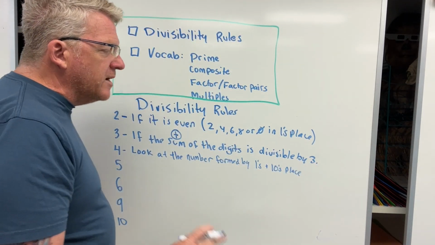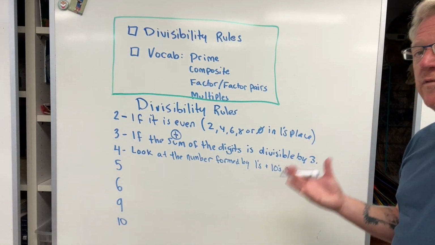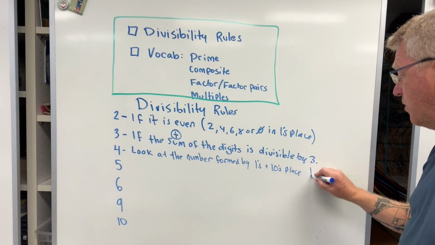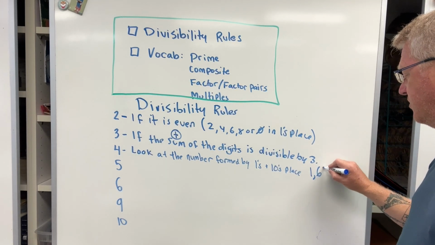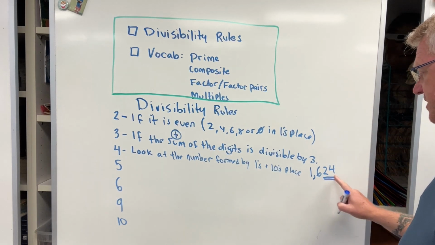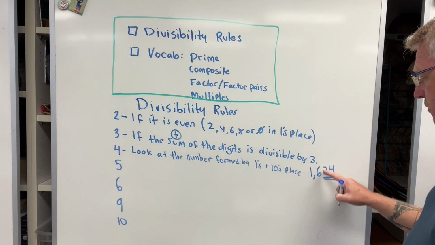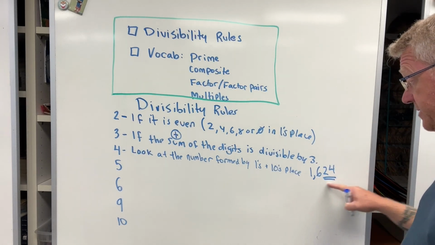And so, for example, this really is only a helpful rule if you have a larger number. So if we had a number like 1,624, all you need to look at is the ones and tens place, which makes the number 24. Is 24 divisible by 4? Yes, then the whole number is.